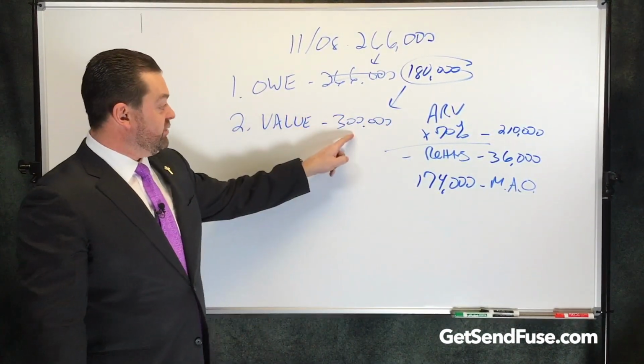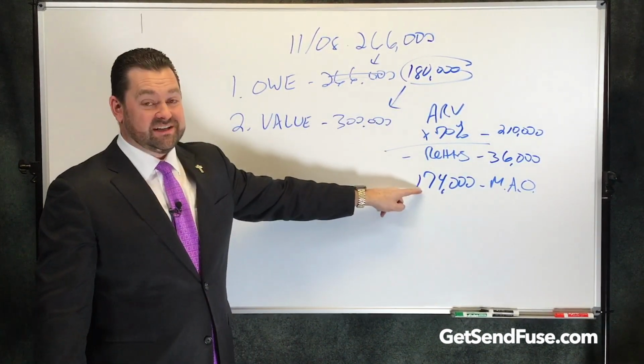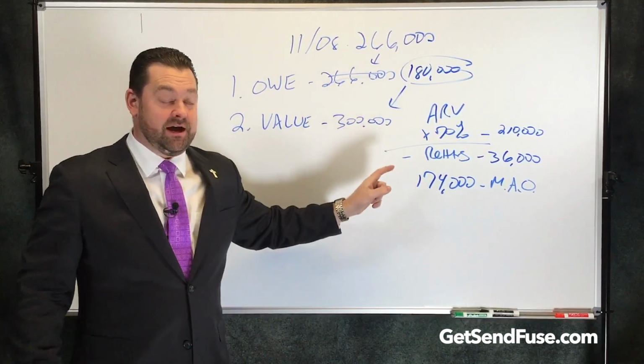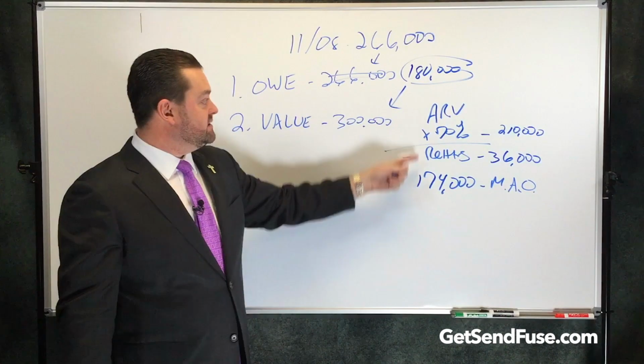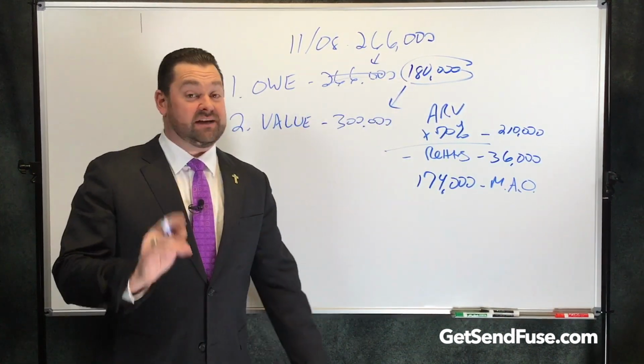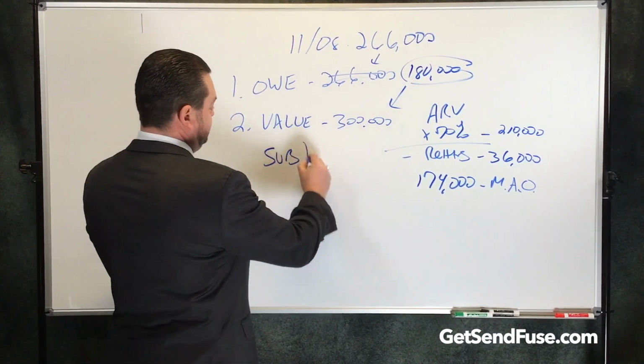So with a value at 300 and an underlying debt of 180, all we can offer is 174 as a maximum allowable offer. When you look at this, we can't offer the maximum allowable offer because it would require the seller to bring in cash at closing. However, what if we wrote the offer as subject to?